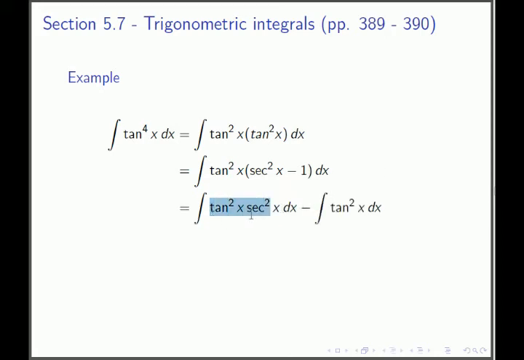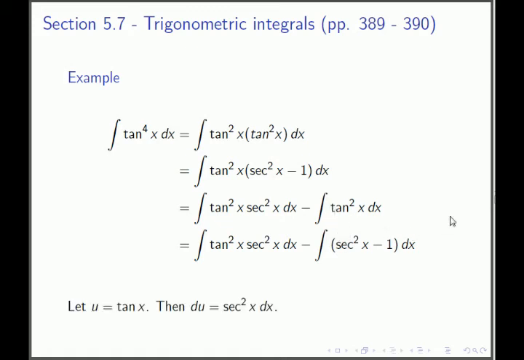And now this first integral is already set up for using a u substitution, right? I mean, if I let u equal tangent x, then du will be secant squared x dx, and so I can use substitution there. But for this integral, I'm going to need to repeat what I just did. I'm going to need to change tangent squared x dx into secants. And so let's do that, using that same trigonometric identity as before.